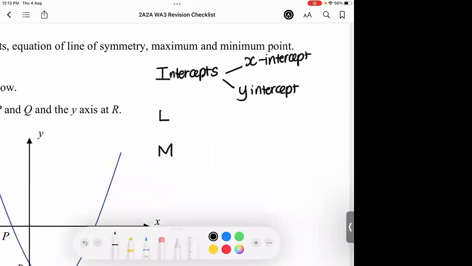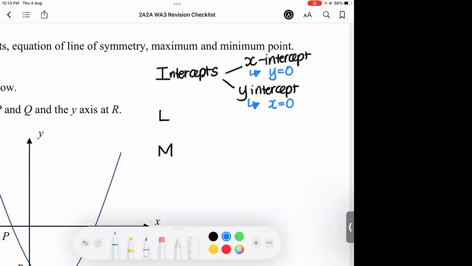X-intercept. What happens with x-intercept? X-intercept is where you cut the x-axis. Which value becomes 0? The x is equal to 0 or y is equal to 0? Anyone remember? The y. Yes, the y is equal to 0. That is the x-intercept. If it's the y-intercept, then which one will be 0 now? The x will be equal to 0.